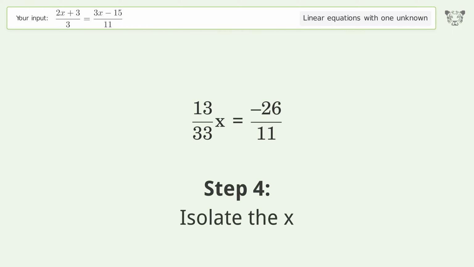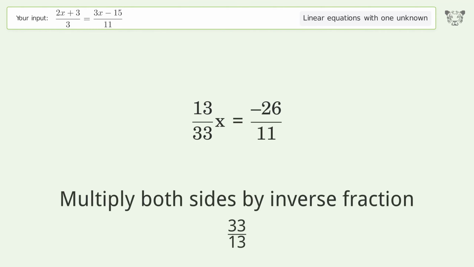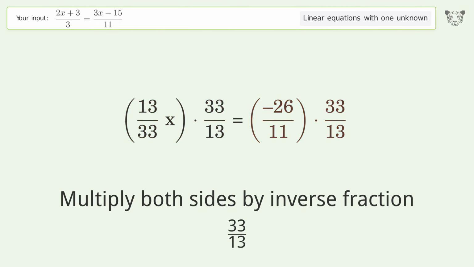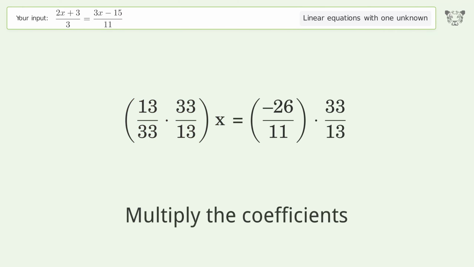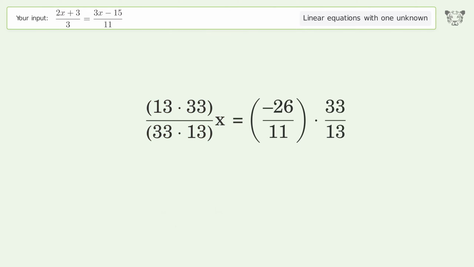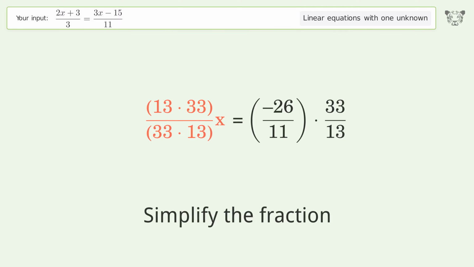Isolate the x. Multiply both sides by inverse fraction 33 over 13. Group like terms. Multiply the coefficients. Simplify the fraction.